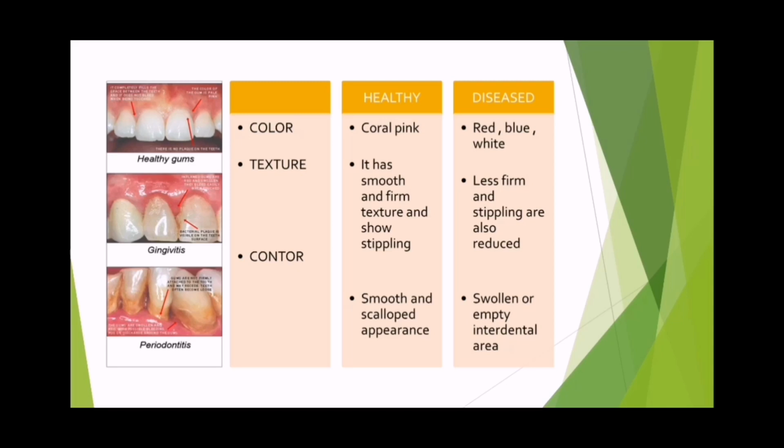Texture: healthy gums have a smooth and firm texture and show stippling. In disease, they are less firm and the stippling is reduced. Contour: healthy gums have a smooth and scalloped appearance, and in the disease state the interdental gingiva area is swollen and empty.